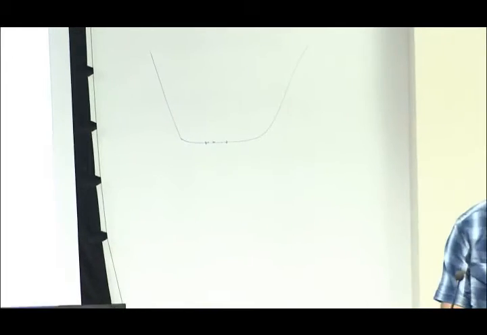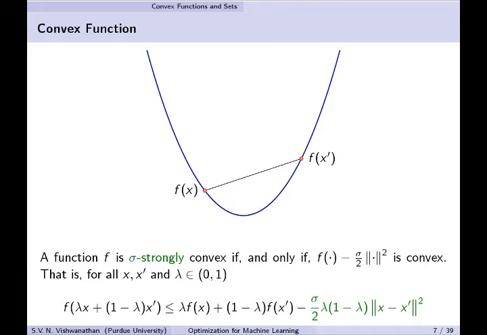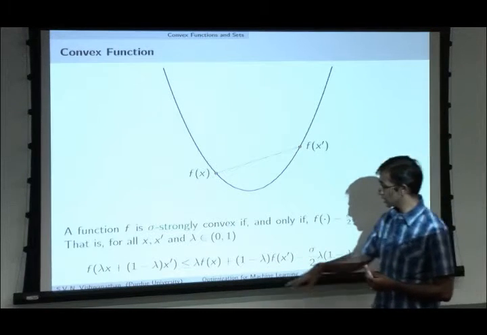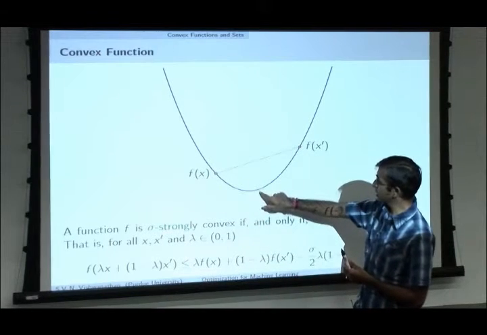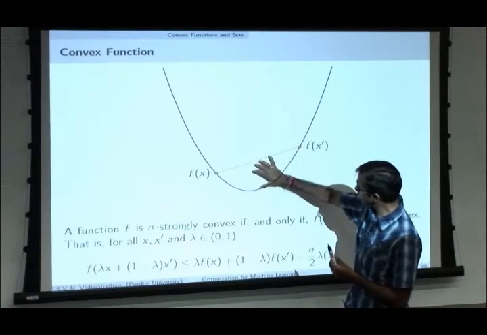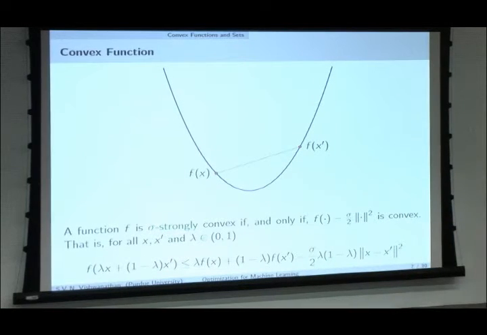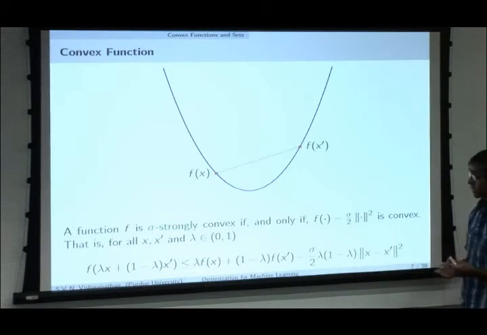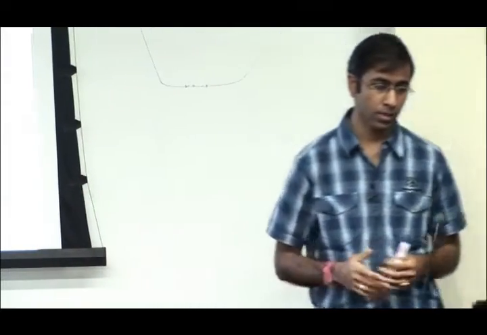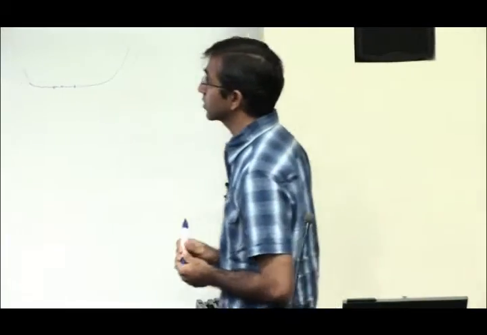Okay? And then you can specialize the definition even more, and define strongly convex functions, where the function value at this point is not only lower bounded by the weighted average of these two, but you are also ensured some sort of gap here. Okay. So intuitively, what it means is that a strongly convex function is lower bounded by a quadratic function. That is, it will have at least the curvature of a quadratic function. Okay.